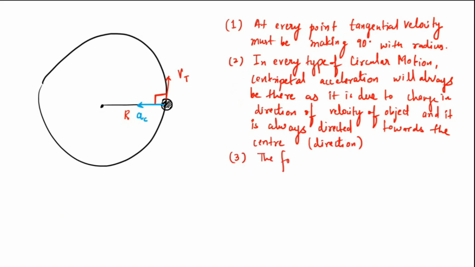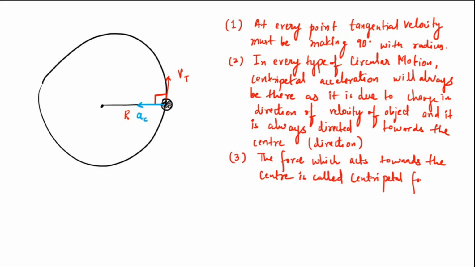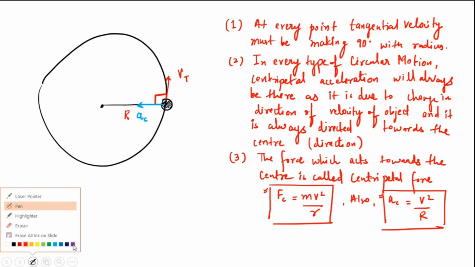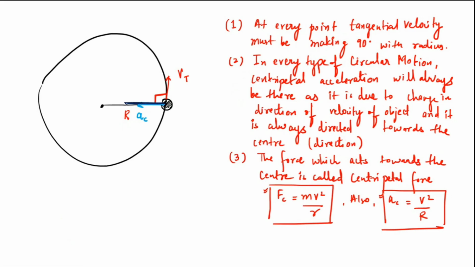The force which acts towards the center is called centripetal force, which is equal to mv squared by r. Also, centripetal acceleration is going to be v squared by r. And the direction of this force is directed towards the center once again. Remember this. So here there must be some force, the centripetal force, acting towards the center.